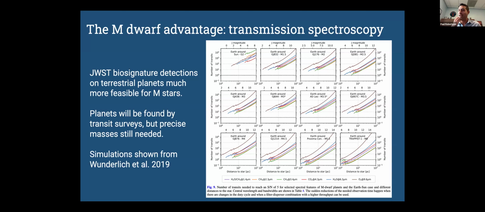But in any case, if we are going to have conversations like we've seen in the literature recently about biosignatures on small planets with James Webb, then M dwarfs are going to be our best bet for that. I'm not making any evaluations of what's in the literature so far, but even having this conversation is a lot more feasible for M dwarfs.